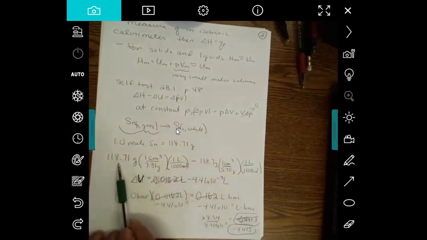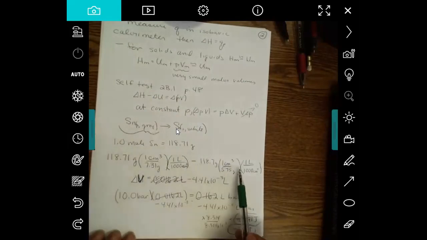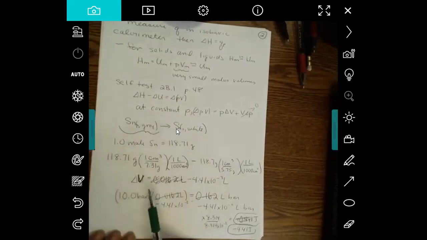So mass of the sample, that's the atomic mass of tin, times the inverse of the density will convert me to cubic centimeters. Then I just convert that to liters, and I subtract the reactant from the product. So I end up with negative 4.41 times 10 to the minus 3 liter difference in their volume, not very big at all. The atmospheric pressure, they say, is constant at 10 bar.